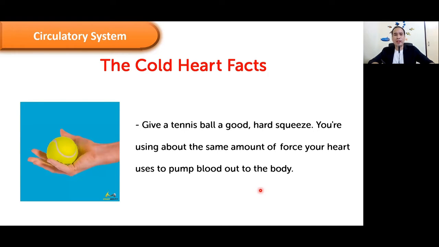Next. So about the strength of your heart, how strong should your heart be when it's pumping blood? Just imagine you have a tennis ball in your hand and try to squeeze it as hard as you can. Your heart needs to pump the blood to the upper body and to your lower body. The upper body includes your head and your shoulders, and the lower body includes your legs, your feet, your hips. So your heart needs to be strong in order to distribute blood throughout our whole body.